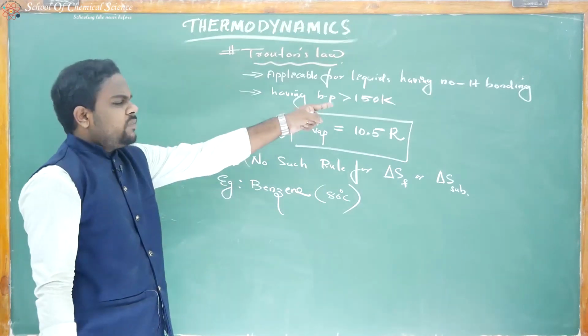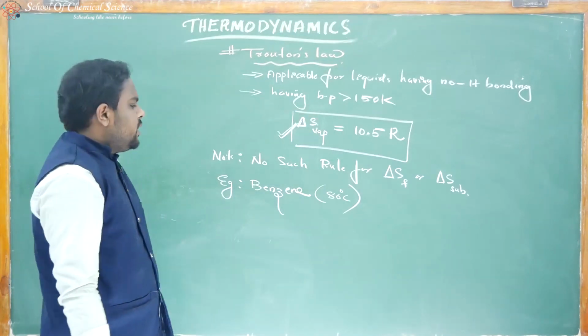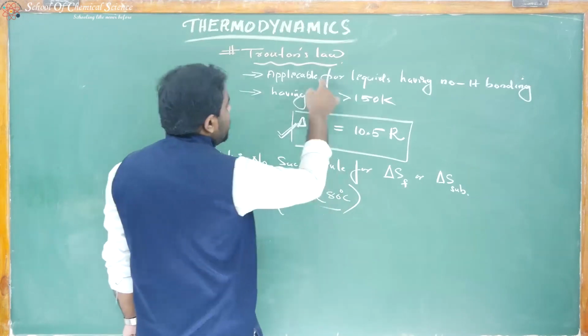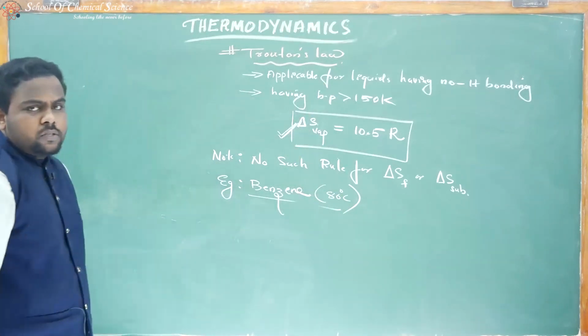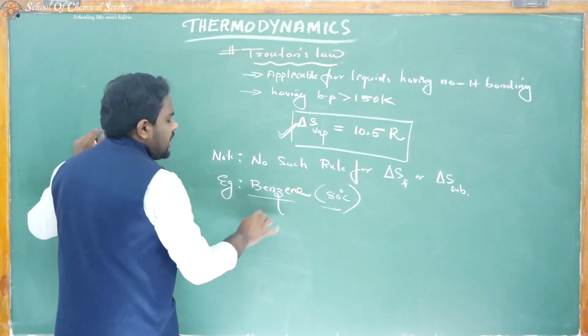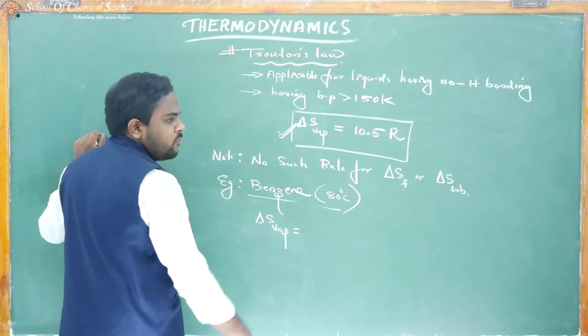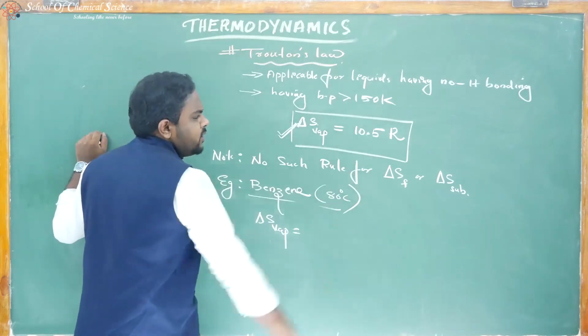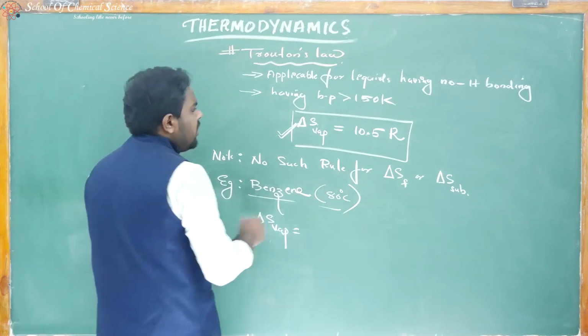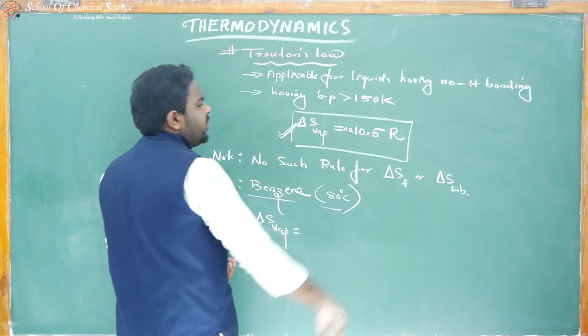80 degrees Celsius is definitely greater than 150 Kelvin. So in the case of benzene, this Trouton's rule is applicable. So what is the entropy change for vaporization of 1 mole of benzene? 1 mole, 10.5 into R. For n mole, n into 10.5 R.